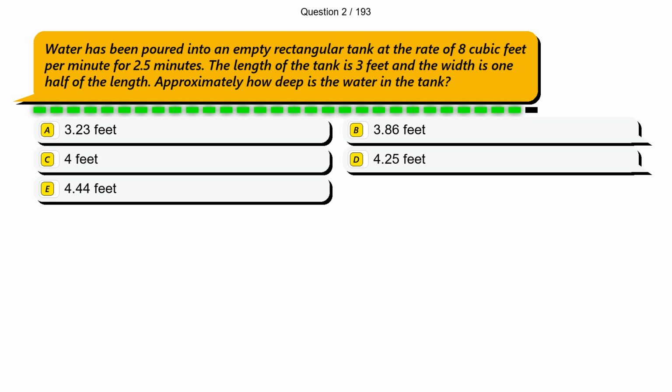Question 2. Water has been poured into an empty rectangular tank at the rate of 8 cubic feet per minute for 2.5 minutes. The length of the tank is 3 feet and the width is 1/2 of the length. Approximately how deep is the water in the tank?